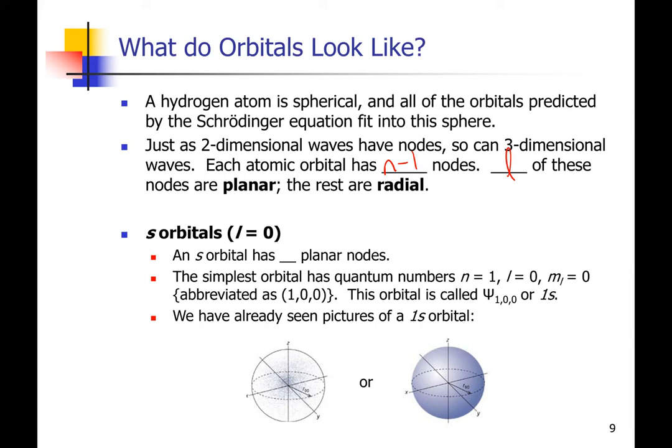So we'll start by talking about the simplest shape of orbital, the s orbital. The s orbital looks like a sphere, and as such, there are no planar nodes, which is consistent with the angular momentum quantum number being 0. You can see in front of you some mathematical descriptions of an s orbital and also a couple of different pictures of the s orbital.